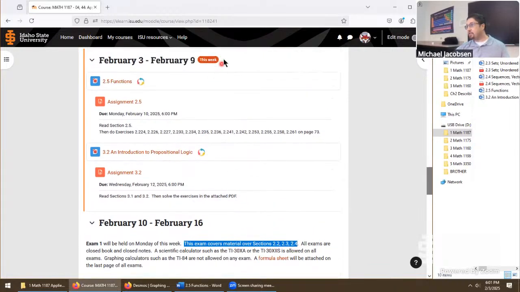So anything that's done this week right here is going to be on our second exam, which means that's the exam where we're going to start looking into logic connectives, these kinds of things. That'll be kind of a fun section.